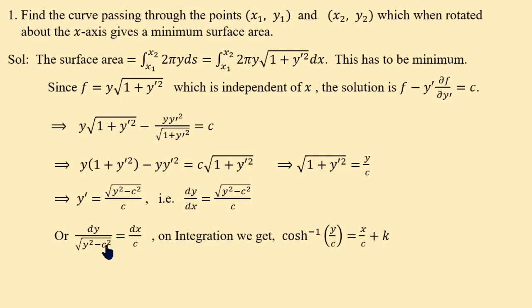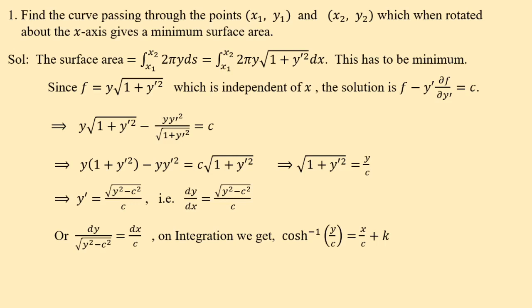And we have one formula. In trigonometric formula, cos square theta plus sin square theta is 1. In hyperbolic function, cosh square theta minus sinh square theta is 1. Therefore, cosh square theta is 1 plus sinh square theta, or sinh square theta is cosh square theta minus 1.